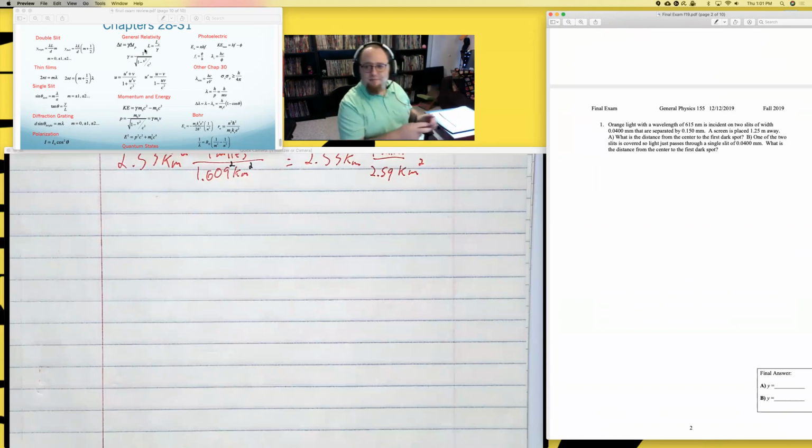I said, orange light with a wavelength of 615 nanometers is incident on 2 slits. Okay, 2 slits, double slit, we know that much. Of width 0.04 millimeters, separated by 0.15 millimeters. The screen is placed 1.25 meters away. What is the distance from the center to the first dark spot? Okay, so this is double slit. We know it's double slit because they said 2 slits. And we want a dark spot.